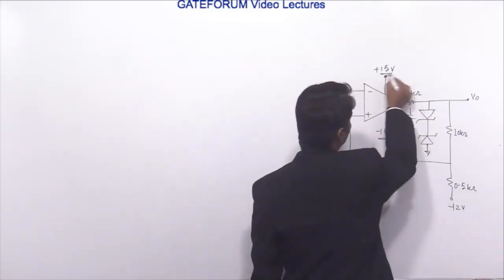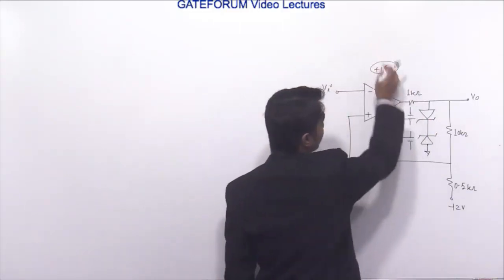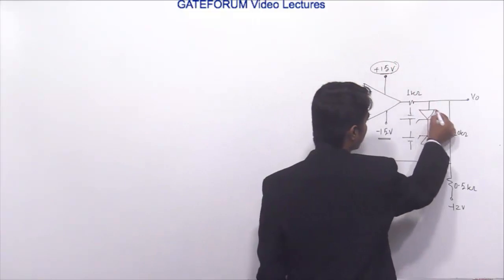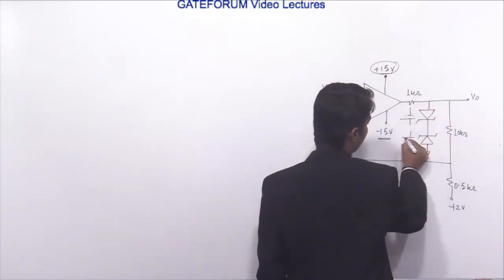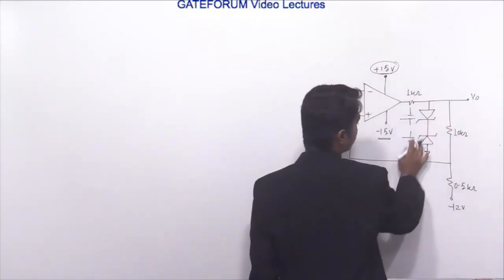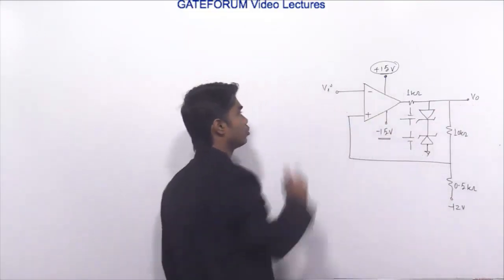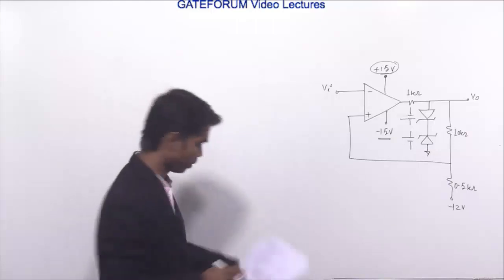See, if the output voltage is going to increase positively, means if it reaches 7 volt, then this diode will be forward biased and this will be reverse biased. It will act as a short circuit and this plus 7 volt will appear here. It is always given in the question. And the given Schmitt trigger is a non-inverting type Schmitt trigger.